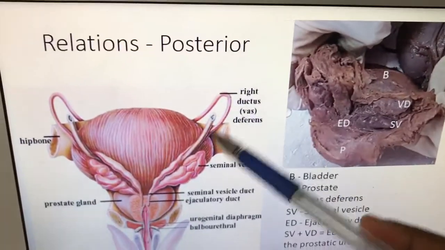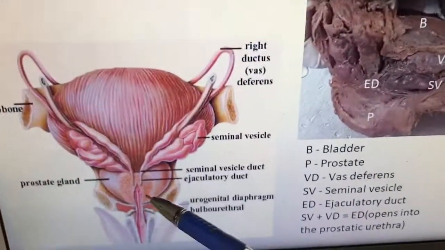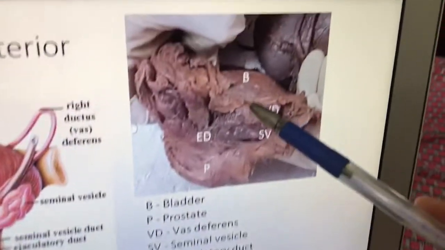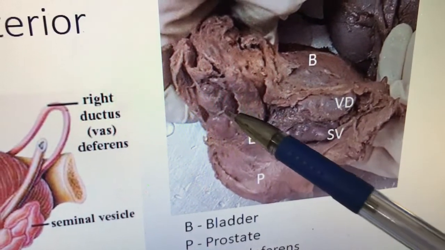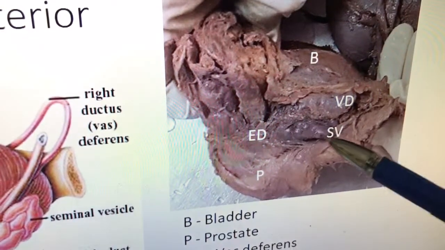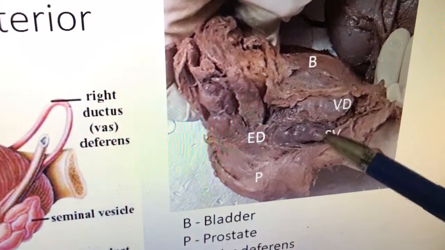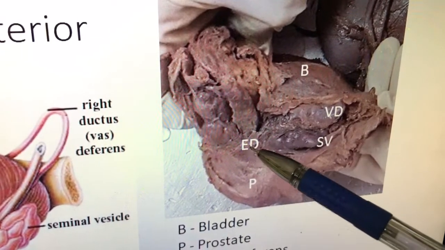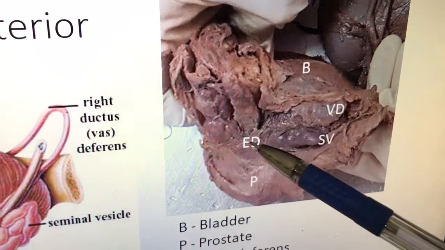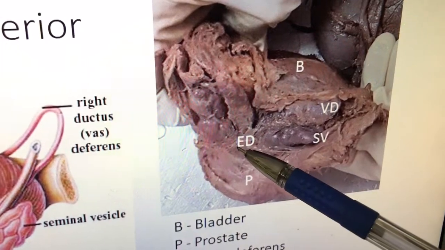And next is posterior. Posteriorly, what do you have? This is the schematic picture and this is the original picture. In the original picture, you can see some structure which is leaf-like and lobulated. This is the seminal vesicle, and the other one is the vas deferens. The vas deferens and seminal vesicle join. This is just behind the bladder. These two join together and form the ejaculatory duct.